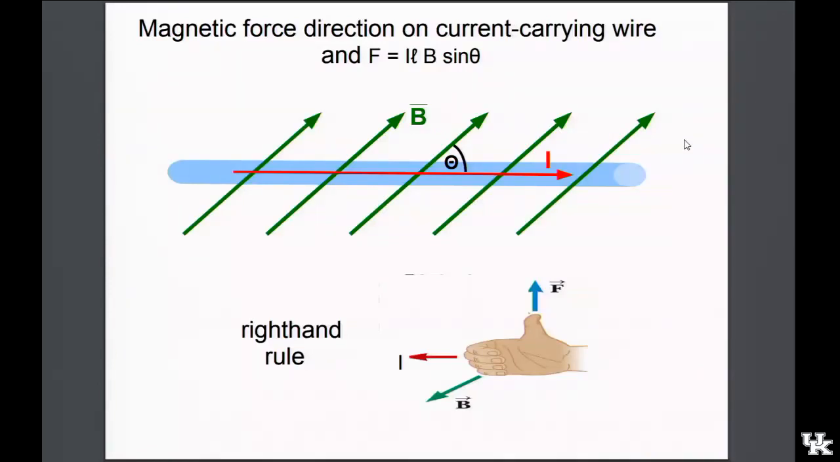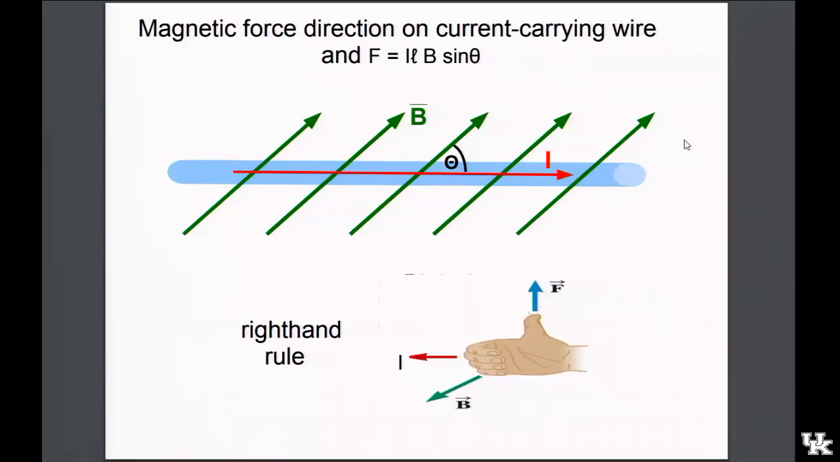When we talked about the direction of the force on a single moving charged particle, we introduced that right-hand rule. And when we talked about the force on an electrical current, there's also a right-hand rule. Those two right-hand rules are very similar. We're just replacing our use of the velocity of a single moving charge with the current of an assembly or collection of moving charges.